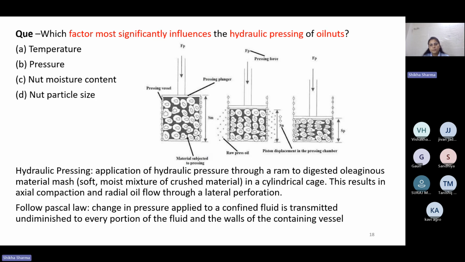Anyone? Any guesses? C, B. From Vishakha and Suraj, we got C and B. Anyone else would like to participate? Sandhya is saying A, temperature, and B is pressure, C is nut moisture content. Let's see.